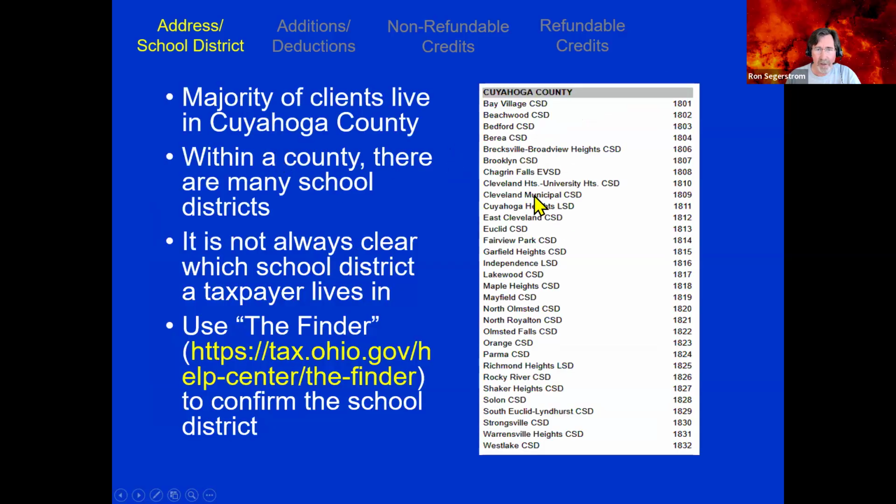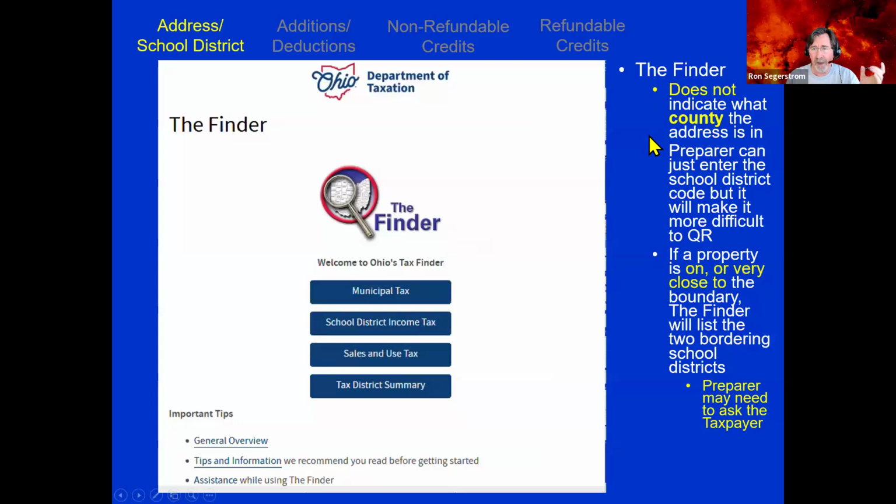Within Cuyahoga County there's a myriad of school districts, and a lot of times it's not quite clear which school district to select. There's a web page called the Finder from Ohio, at tax.ohio.gov/help center and /the Finder. You can input your address into that finder, and it'll tell you exactly what school district it is.